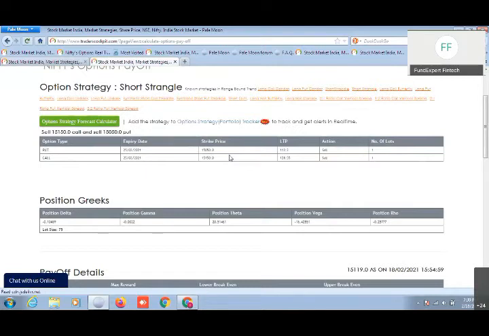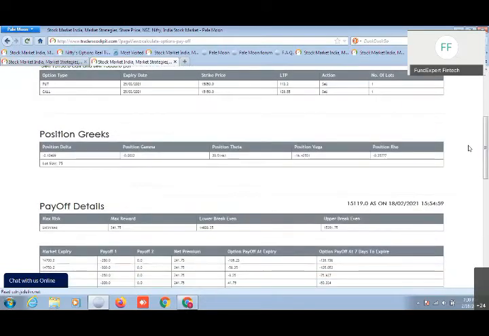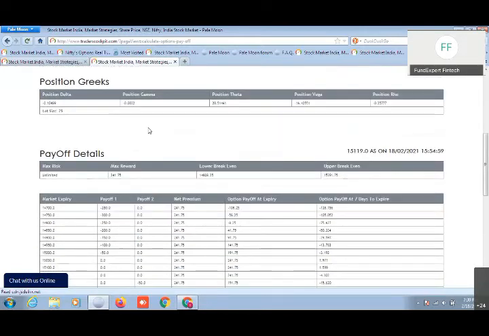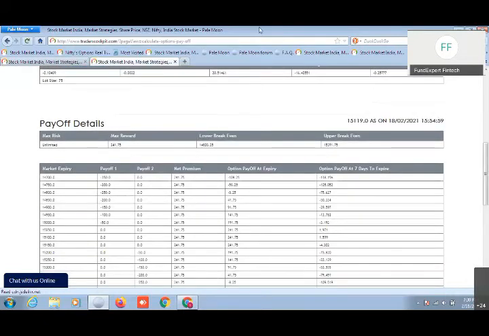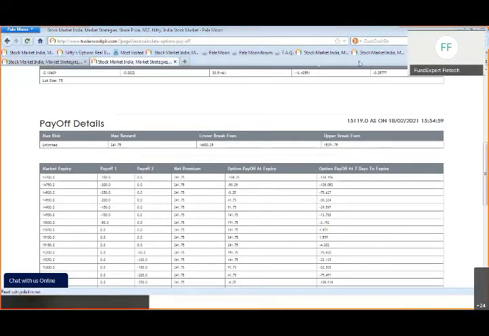Sorry, the at the money put option and at the money call option, which are 15050 and 15150. Accordingly it shows you the premium values, and it also shows you the Greek values, like how much is the delta, gamma, theta, vega. That also it shows you here. And further, importantly, the risk to reward ratio in any strategy. It also shows you the payoff details or the risk to reward ratio.